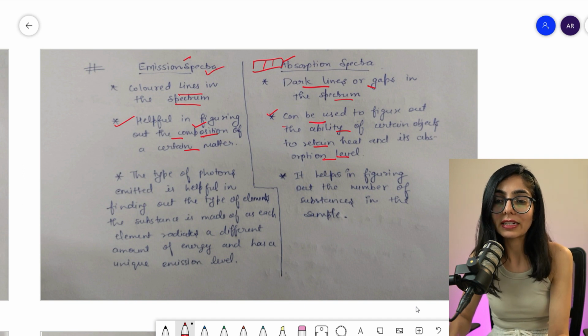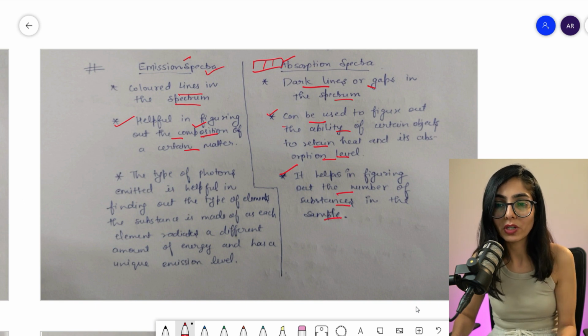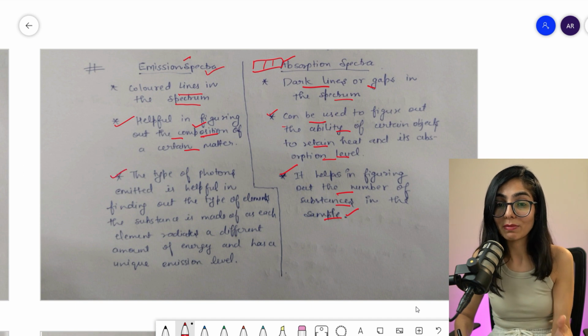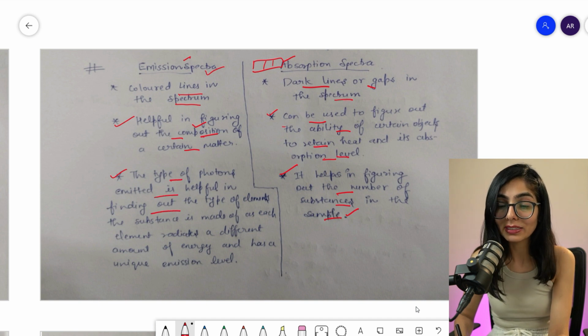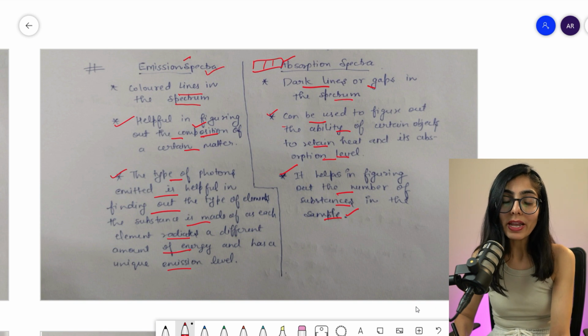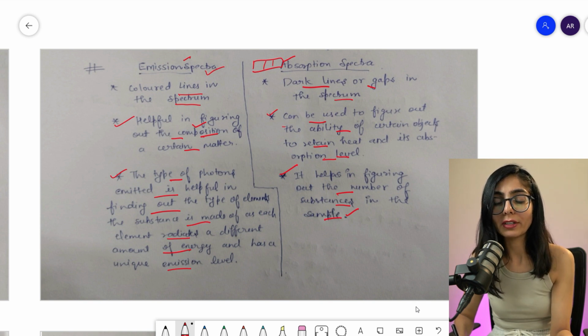And the third difference is that it helps in figuring out the number of substances in the sample. So with the help of absorption spectra, you can find out how many substances are there in any sample. And if I talk about emission spectra on the same side, the type of photons emitted is helpful in finding out the type of elements the substance is made of, as each element radiates a different amount of energy and has a unique emission level. So basically, you will be able to find out the type of elements a substance is made of.